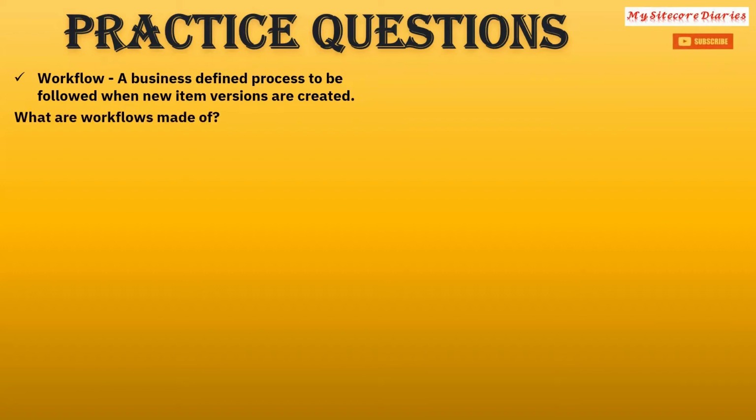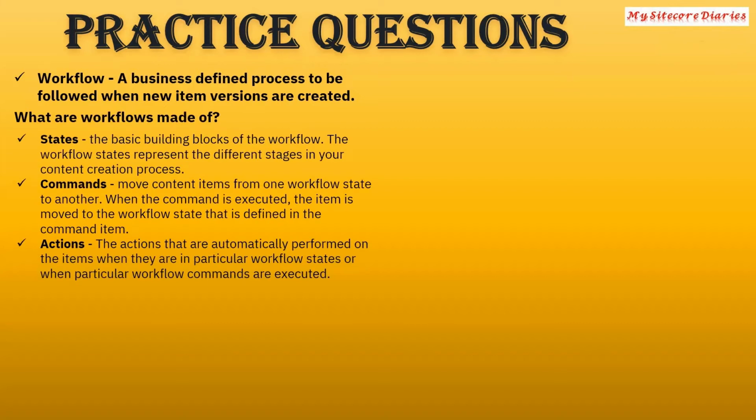What are workflows made up of? Workflow is made up of three things. First is a state. The basic building block of the workflow. States represent the different stages in your content creation process. So whatever your content creation, there are different states. So that is called states.